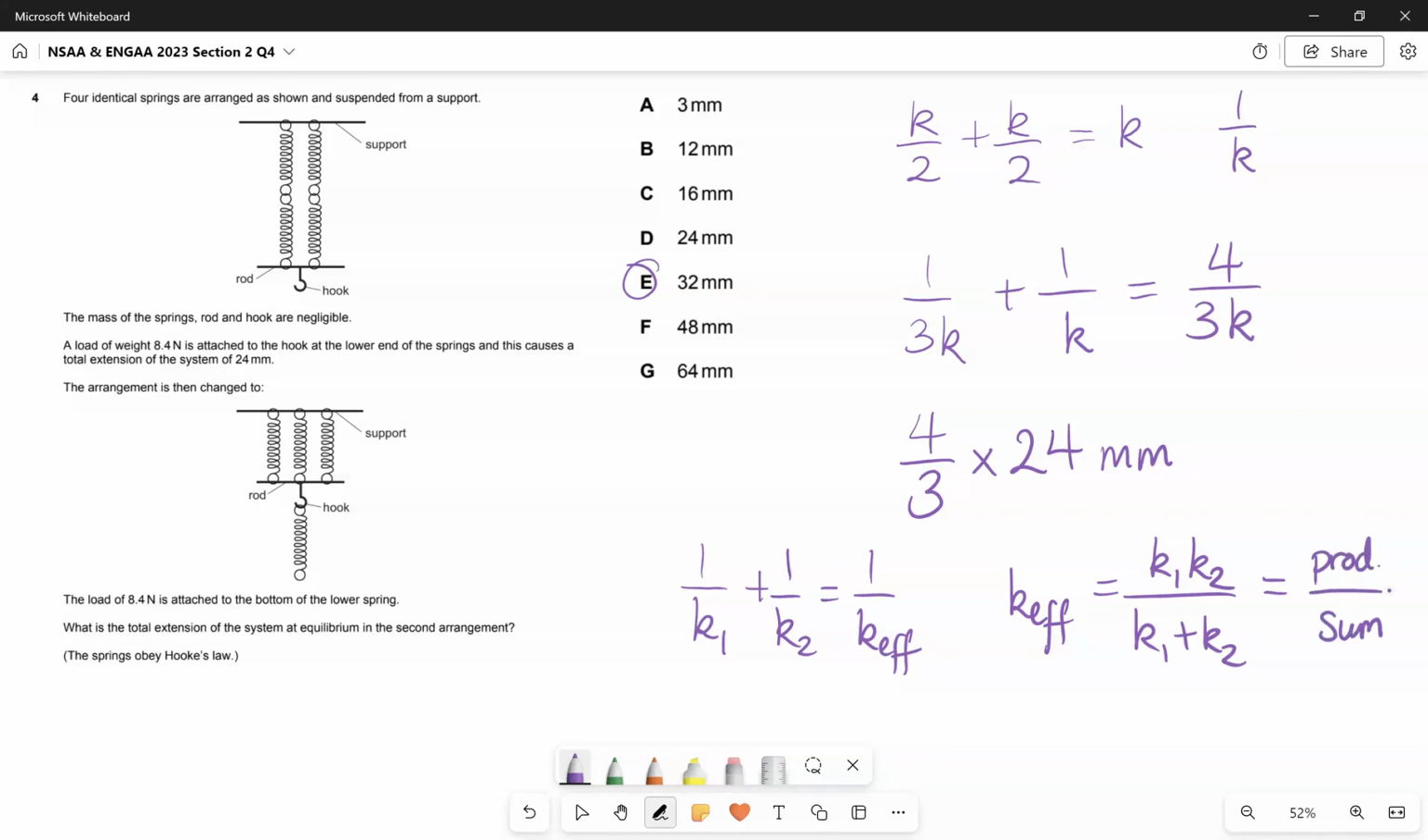over the sum. So if I wanted to get the effective spring constant, I'd just do the product of the spring constants over the sum of the spring constants when I'm adding them in series, equivalent to when I'm doing resistors in parallel. So it's something to bear in mind just so you can quickly remember how to do it rather than having to go through this calculation every single time.